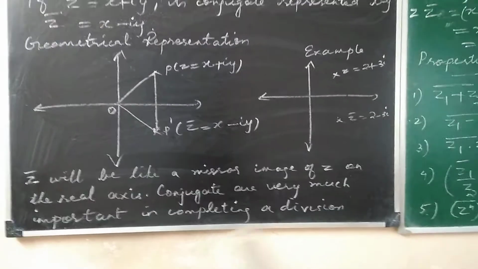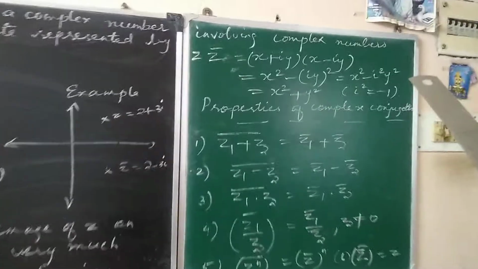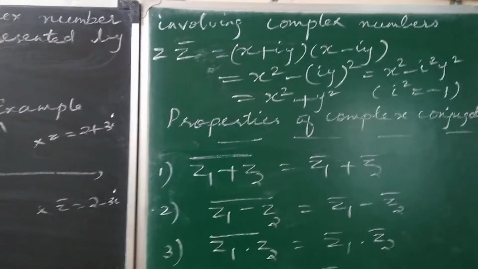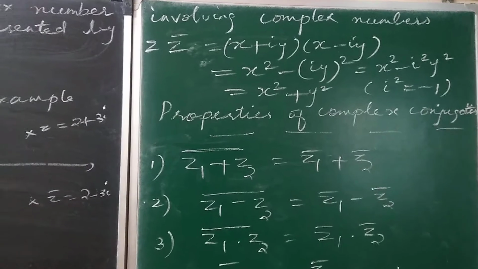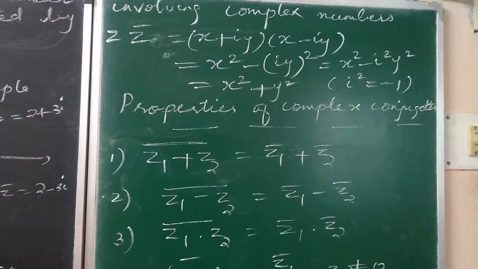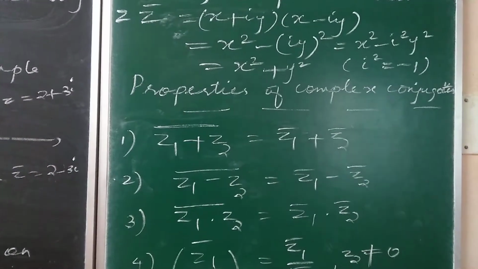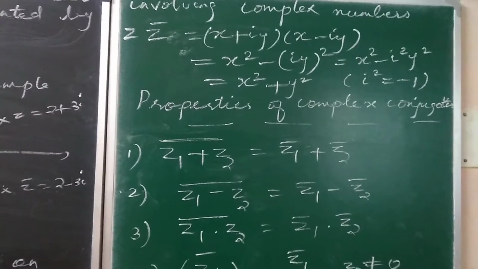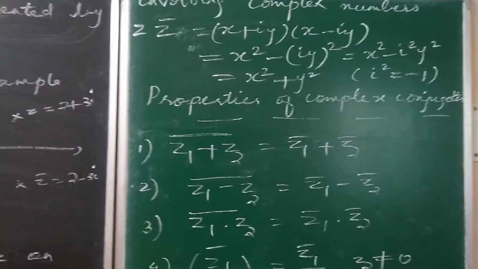And conjugates are very much important in completing a division involving complex numbers, as I have already discussed with you. In case of a division, you will have a complex number in the denominator, and the problem with the complex numbers is you do not know what they are. So to change the denominator into a real number, we need the help of a conjugate. And moreover, you know how you used to do for a surd. When you have a surd or a rational number in the denominator, you used to do the same thing. So that is what is happening.